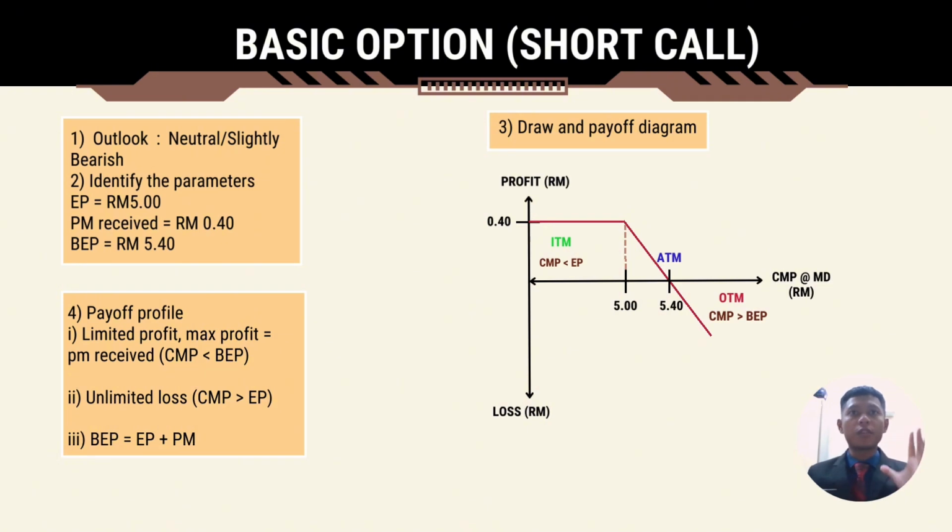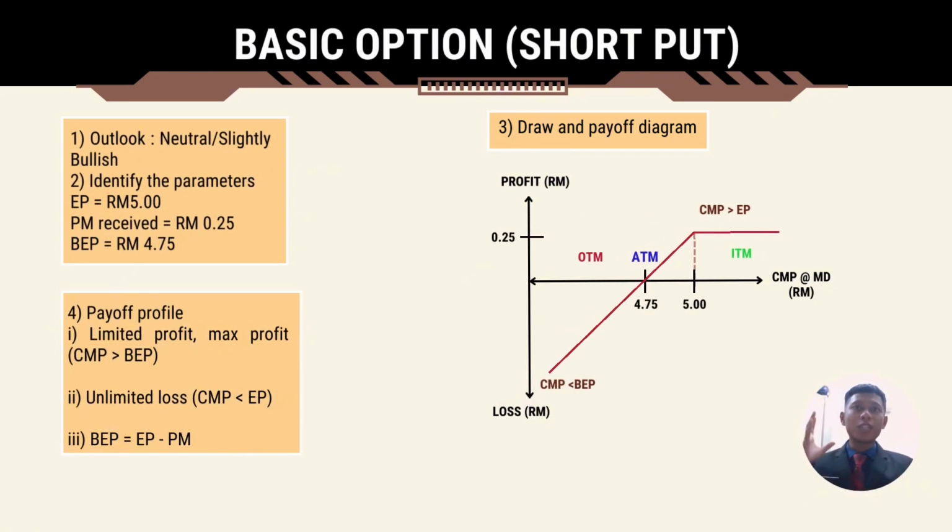As you can see on the diagram, we can make the payoff profile. On the diagram, we can see the limited profit, which is the maximum profit, equal to the premium received, when the CMP is less than BEP. We can also see the unlimited loss when the CMP is more than EP. Third, the BEP is equal to EP plus the premium received.